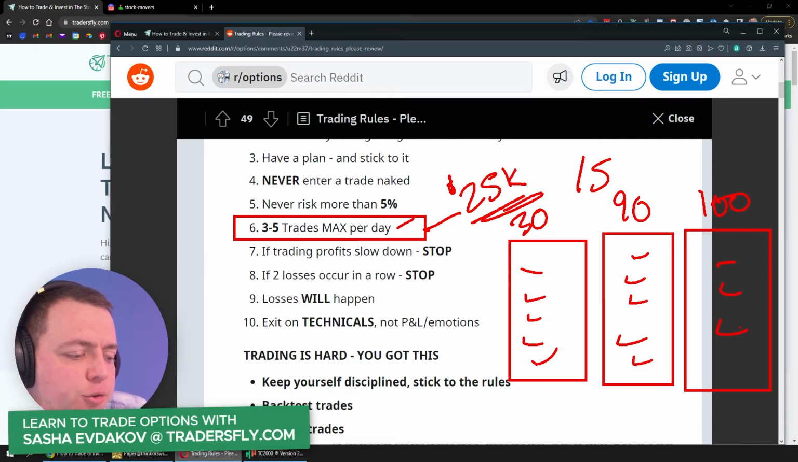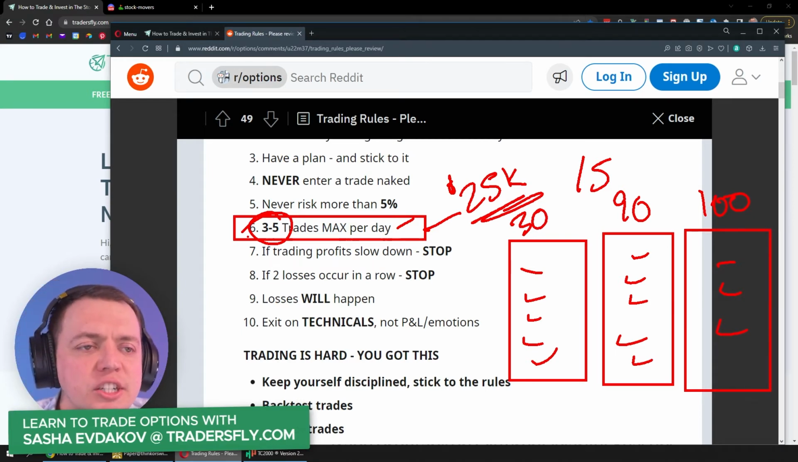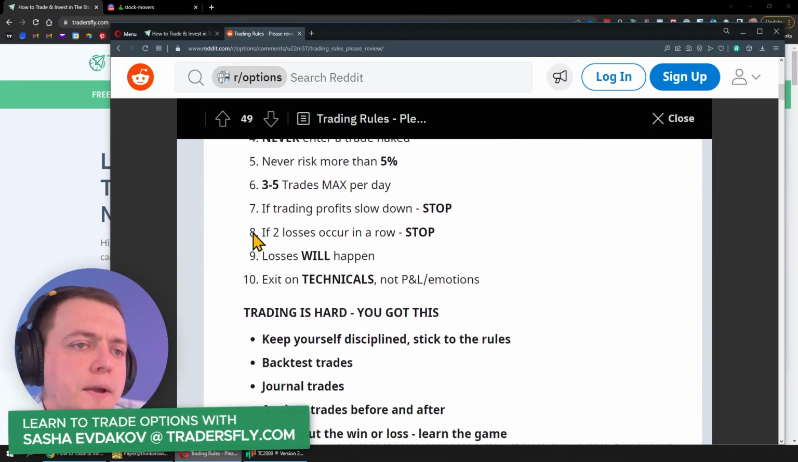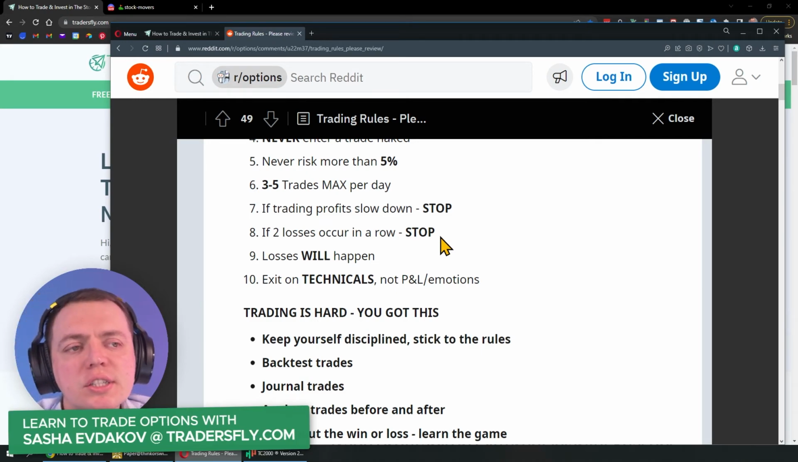But 3 to 5 trades max per day. Again, be specific. Is that for just day trades, or what basket is that for? So be very, very specific on your trading rules. If trading profits slow down, stop. And if 2 losses occur in a row, stop. So these are good stopping points.